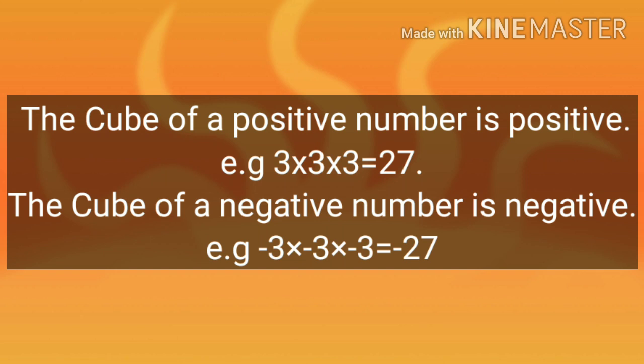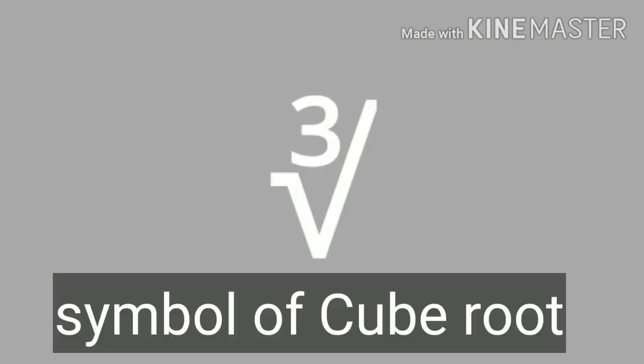Here are some points. First one, the cube of a positive number is positive. Example, children, positive 3 into positive 3 into positive 3 equal to positive 27. Second one, the cube of a negative number is negative. Example, children, minus 3 into minus 3 into minus 3. The answer will be, children, minus 27. This is, children, the symbol of cube root.